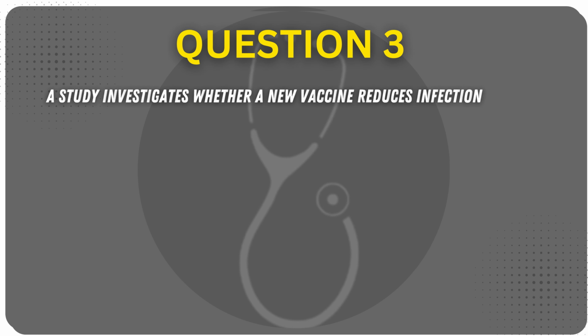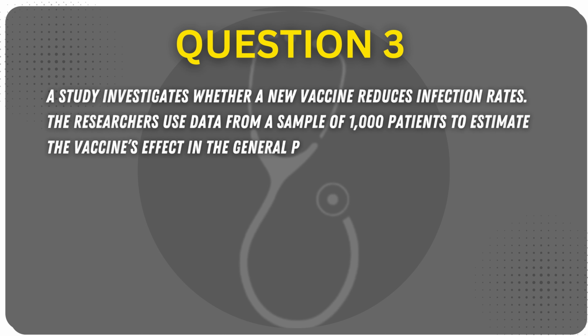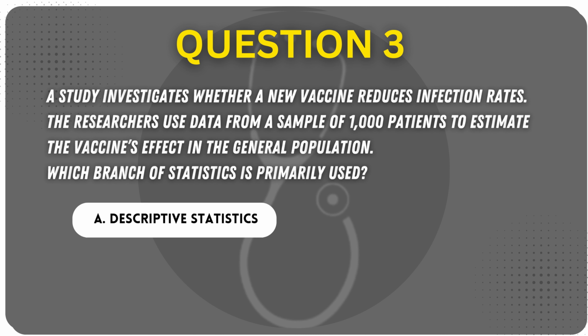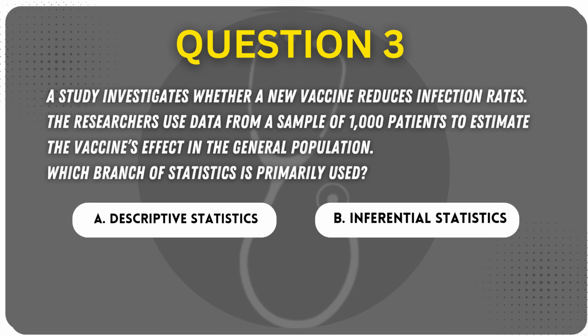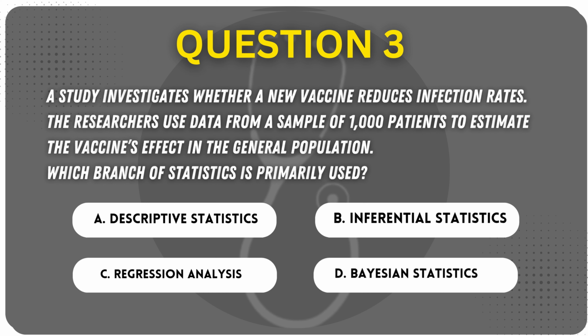Question 3. A study investigates whether a new vaccine reduces infection rates. The researchers used data from a sample of 1,000 patients to estimate the vaccine's effect in the general population. Which branch of statistics is primarily used? A. Descriptive statistics. B. Inferential statistics. C. Regression analysis. D. Bayesian statistics.